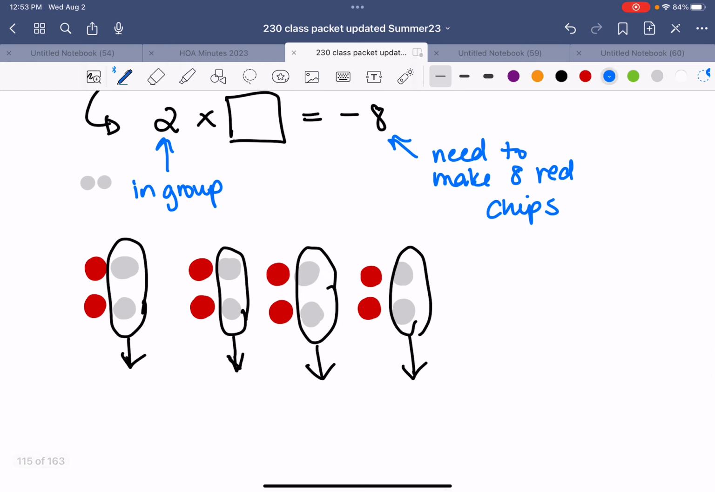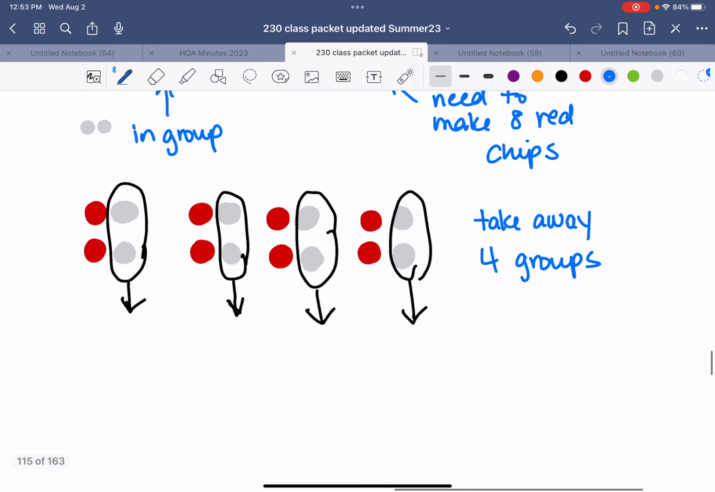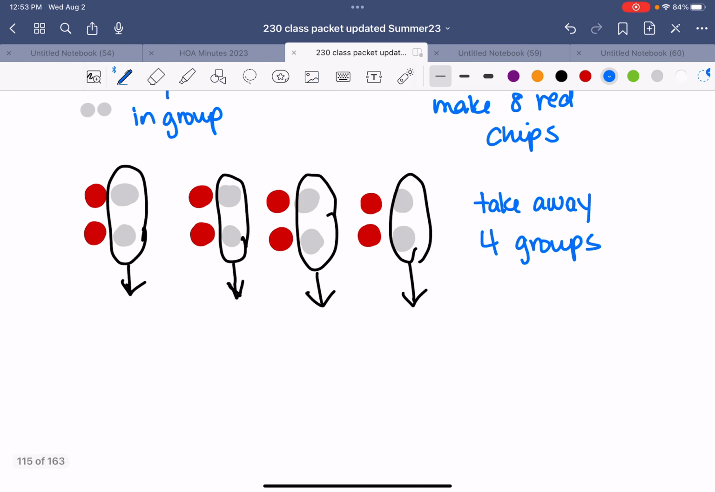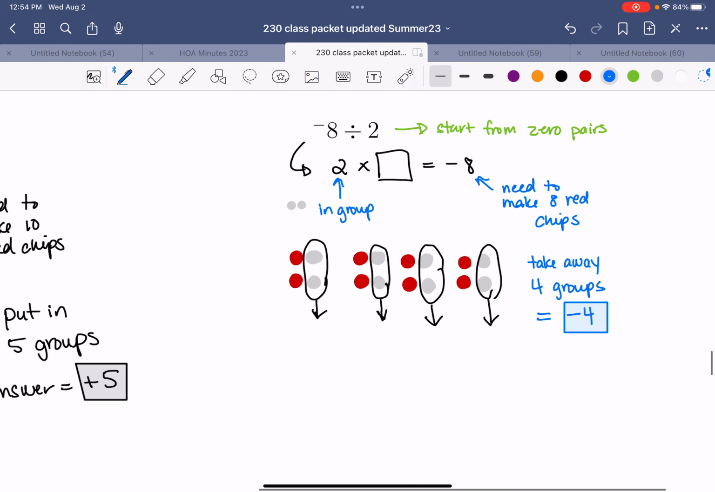So the question is, what was my action step? Well, what did I do? We took away 4 groups. Right? So your answer is the number of groups that you either put in or take away. And because it's take away, it's negative. So my answer here is going to be -4. Okay.